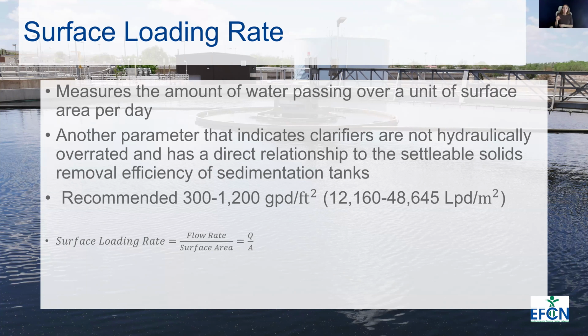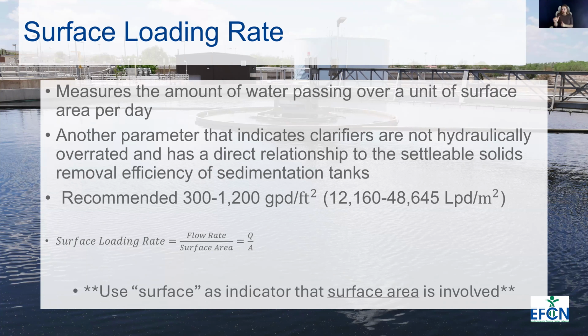The equation to calculate this is: our surface loading rate is equal to the flow rate divided by my surface area. Again, we represent that flow rate with a Q. We represent our surface area here with an A. It can be either A or SA, but either way, it's area, so I'm going to represent it as A here. And again, we use the word surface as an indicator of what we're going to be calculating. When we see surface, we think surface area, and we want to remember those dimensions that area is typically measured in, which is square footage, acres, square meters, and that kind of thing.